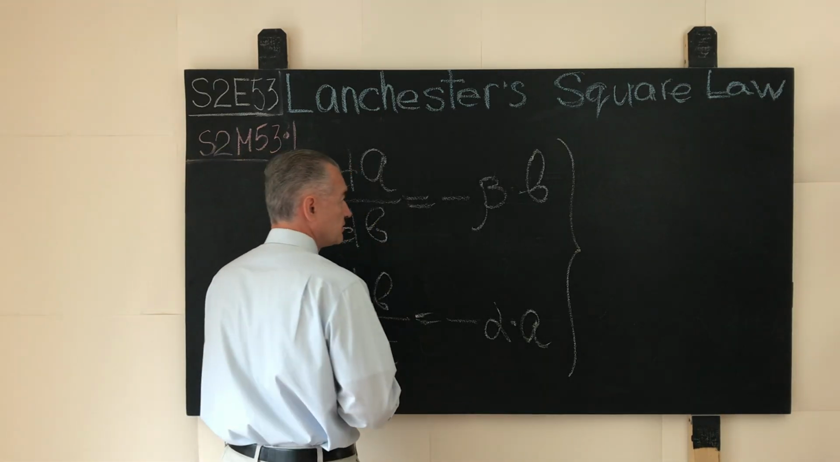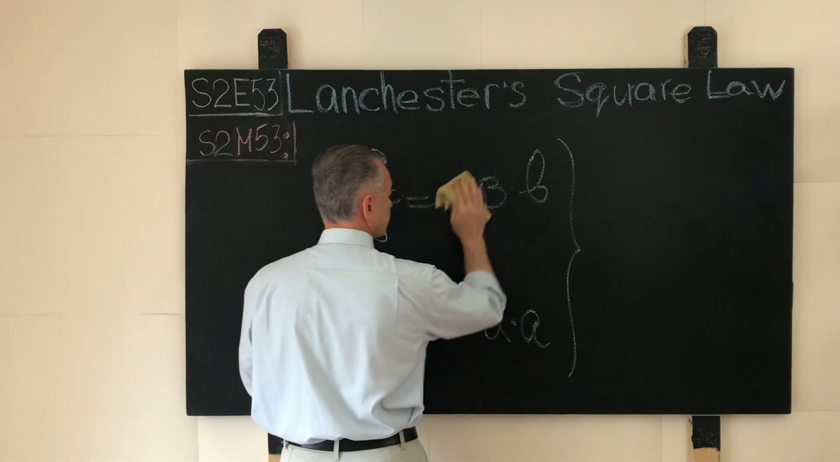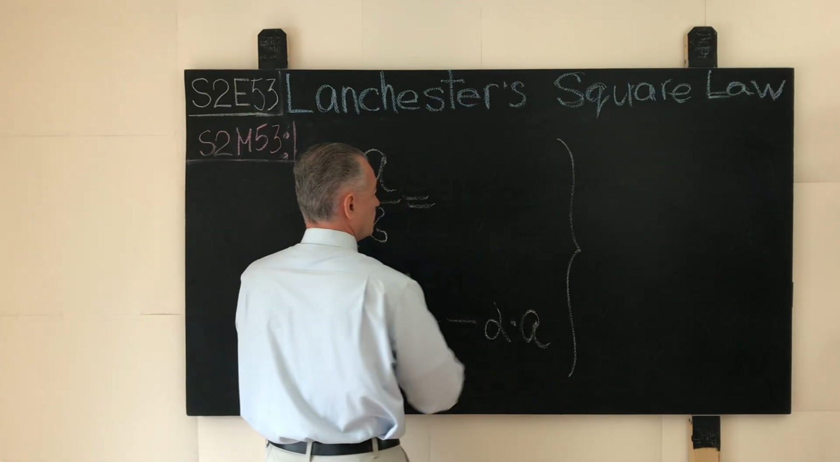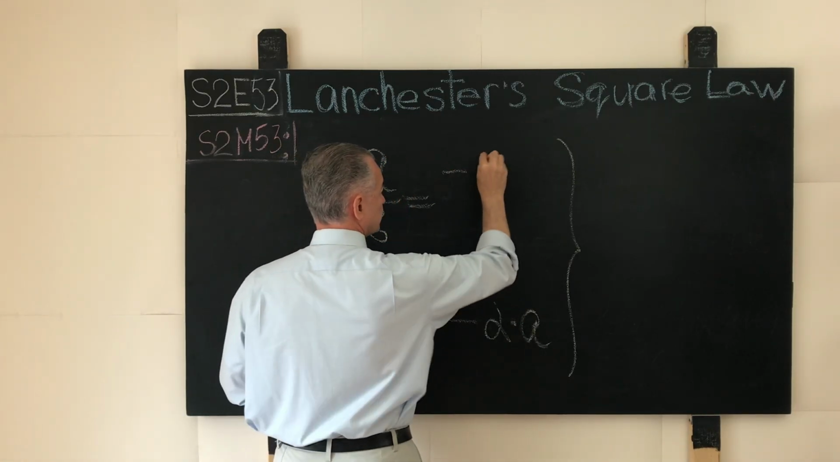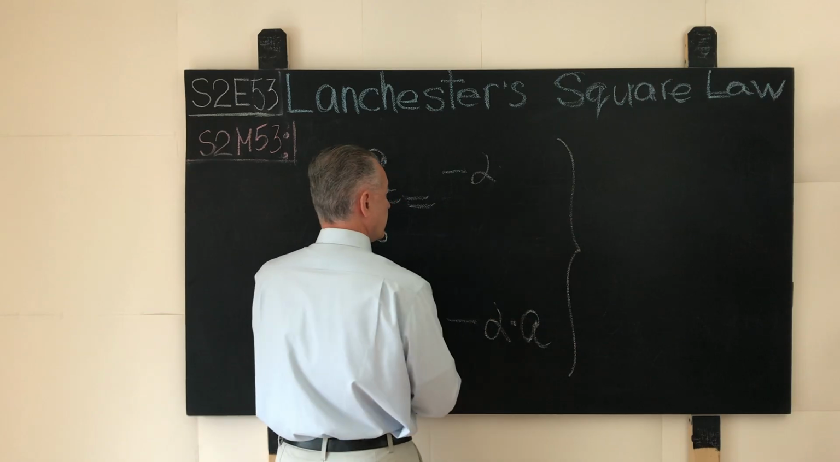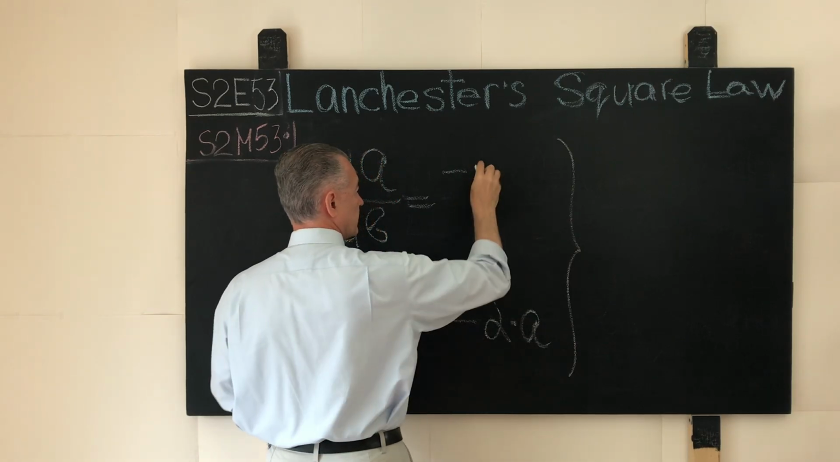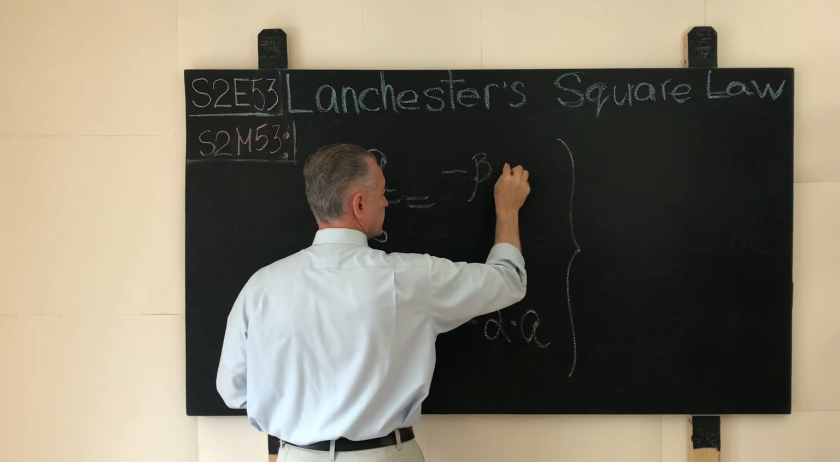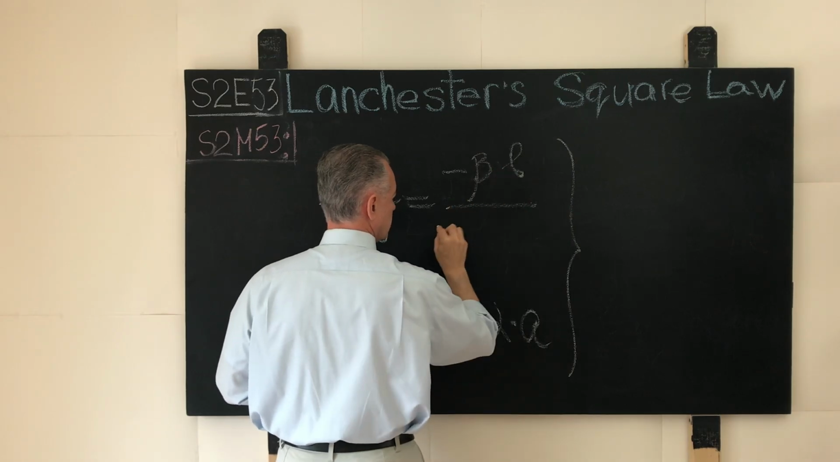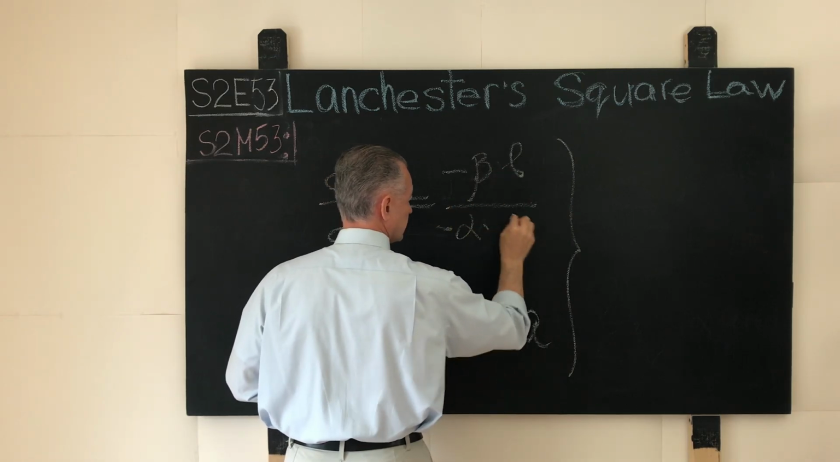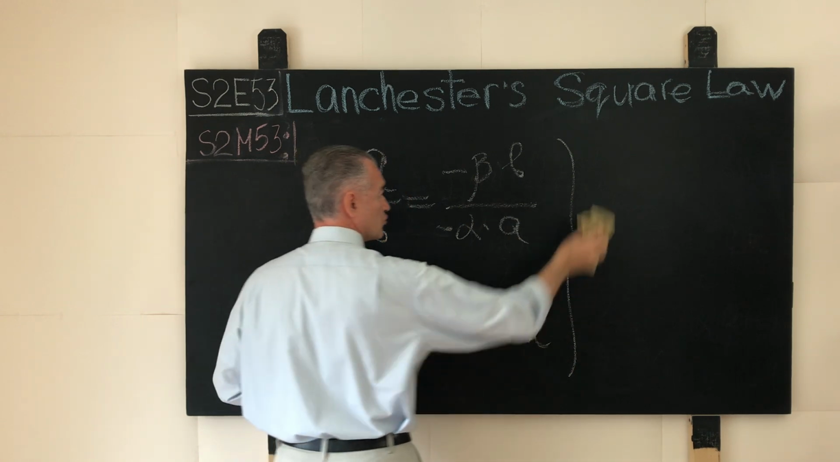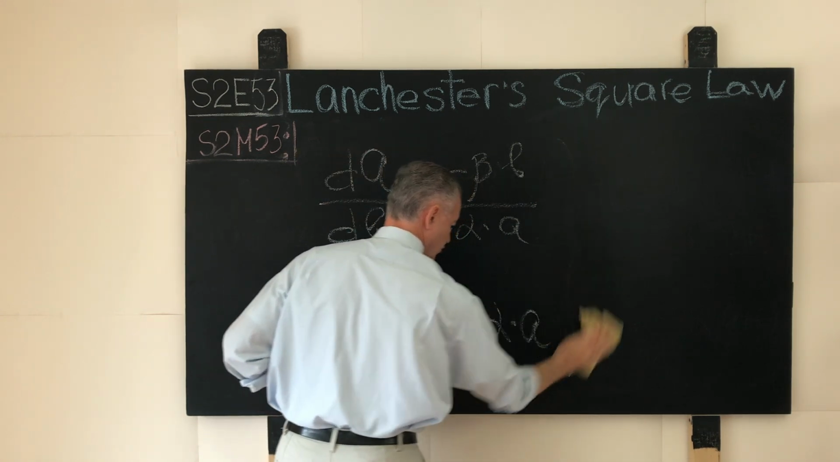And here, let's raise it. Well, let's do the right thing. We will have negative beta times b divided by negative alpha times a. That much should be understood. This is a straightforward maneuver.